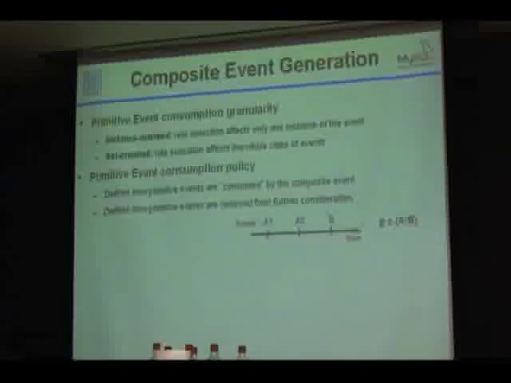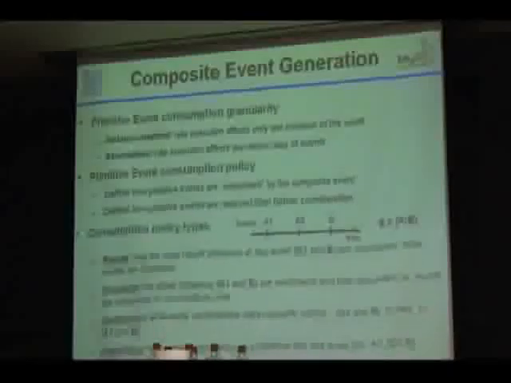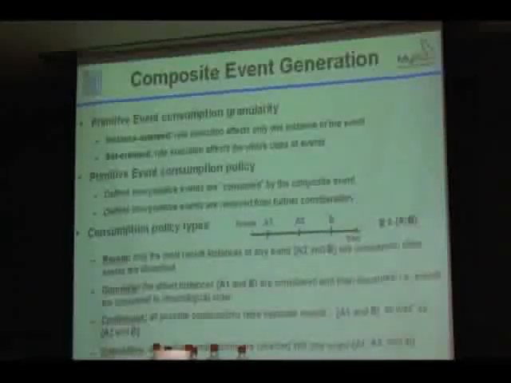Here in the case of three events, A1, A2, and B, those are primitive events, and they produce event E. If we use recent policy, the E contains only A2 and B. If we use chronicle policy, the event contains A1 and B. And if cumulative policy is used, all events A1, A2, and B compose event E.